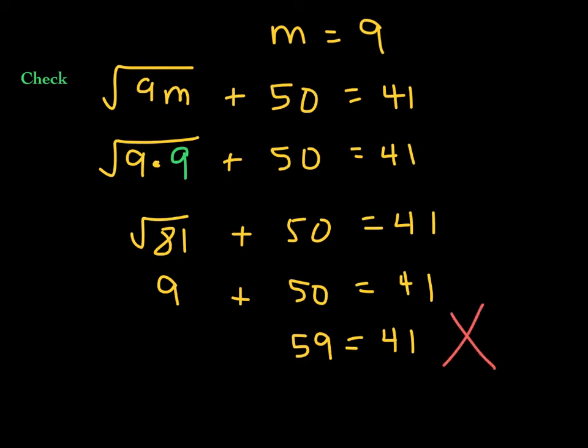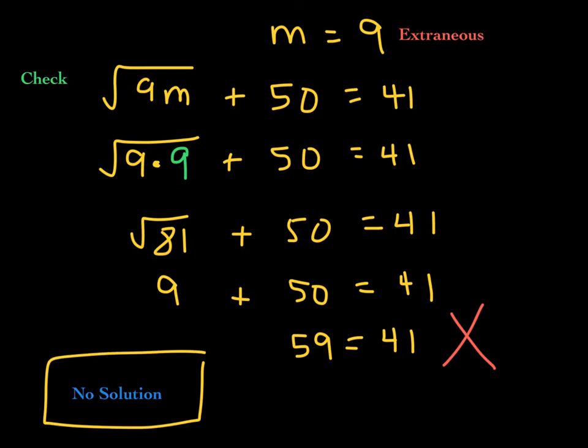This doesn't work. So then my proposed solution, m equal to 9, is extraneous. The one and only proposed solution that the algebra gave me doesn't work. It's extraneous. So that means my final answer is no solution. All right, everybody, good job.